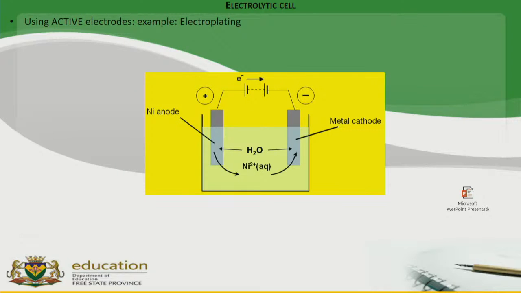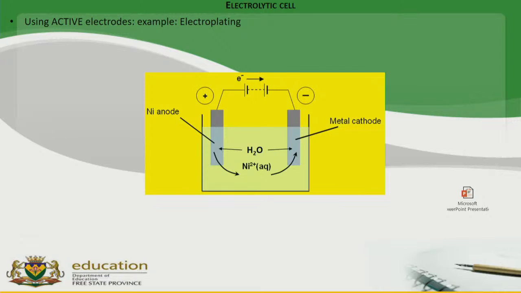Another electrolytic cell is where you use active electrodes. So when you say active electrodes, in other words, what we're saying is it is the electrodes that are reacting. And if the electrodes are reacting, the concentration of the solution will remain constant. So in that case, this example is electroplating. What happens here? You want to electroplate a metal with nickel.